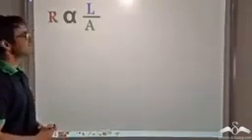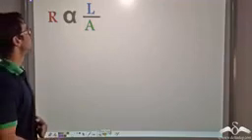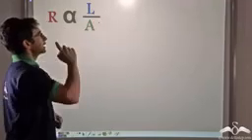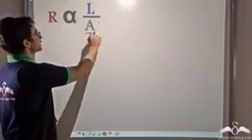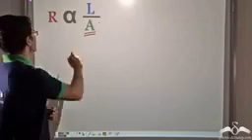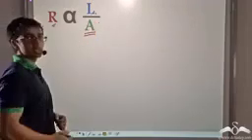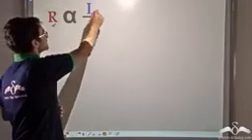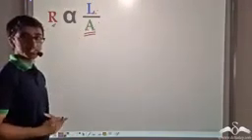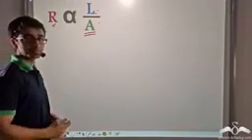So thus we can say, by combining the two relations, that R is directly proportional to L upon A. As you can see, A is in the denominator, which means that if the area of cross section is increased, resistance will decrease. And since L is in the numerator, if L is increased, then the resistance will increase, and if L is decreased, the resistance will decrease.